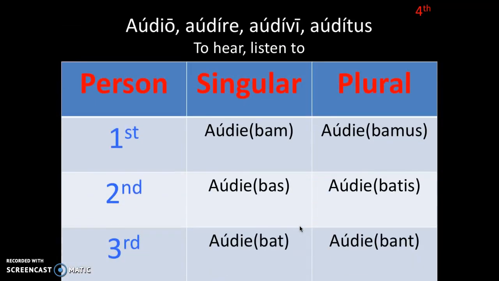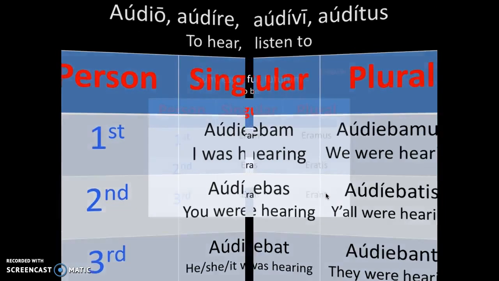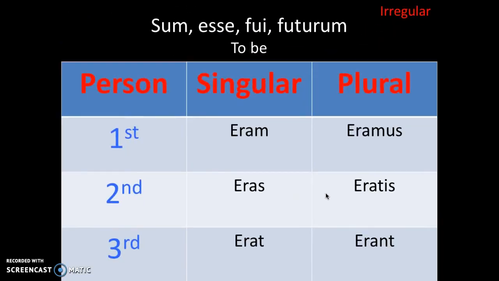Now the fourth conjugation verbs have the same concept. You would look at the second principal part, take out the re, and you just add an e and then the corresponding endings. So when you're done, you should have audiebam, I was hearing. Audiebas, you were hearing. Audiebat, he slash she slash it was hearing. Audiebamus, we were hearing. Audiebatis, y'all were hearing. Audiebant, they were hearing. Now let's take a step further and go to the irregular verbs.